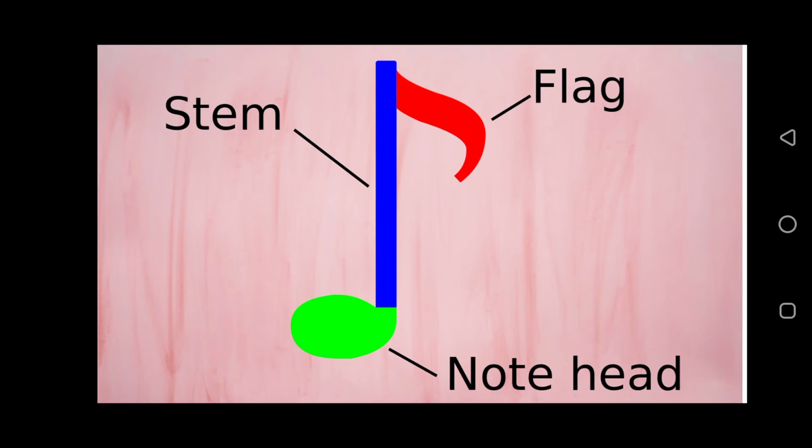All right. Now, how do we call this part? These are the parts of a note. We have the note head, we have the stem, then we have the flag. You can have two flags, you can have three flags, and as the flag comes, it has its own name. So this is a quaver note. That's why it has one flag. That's what you also call the eighth note.